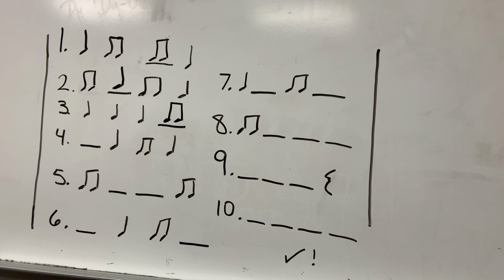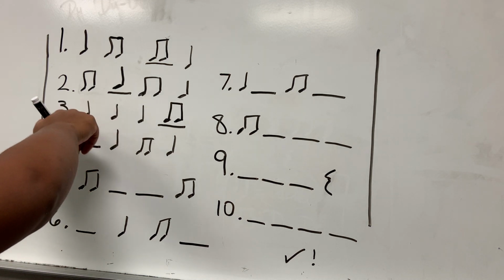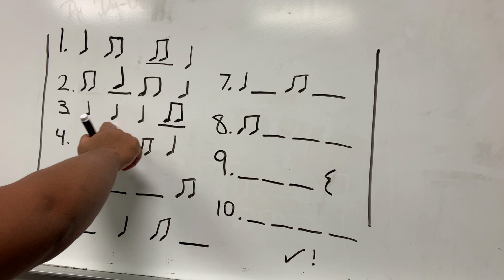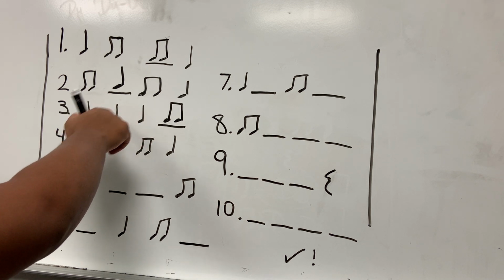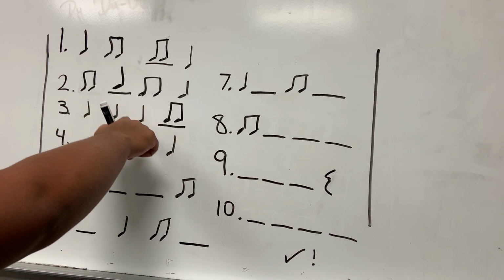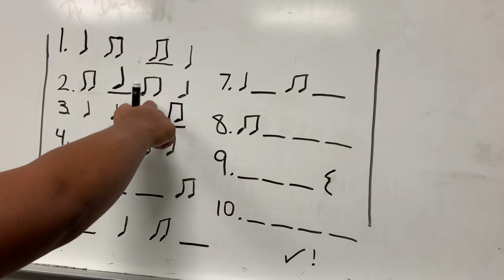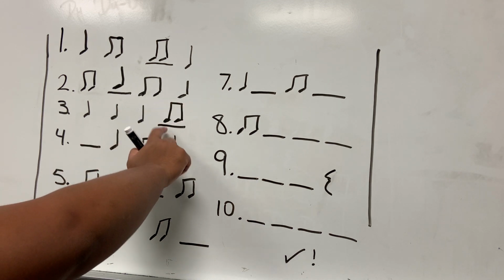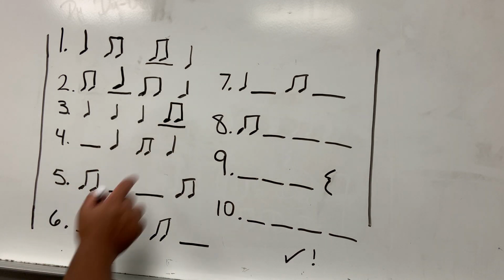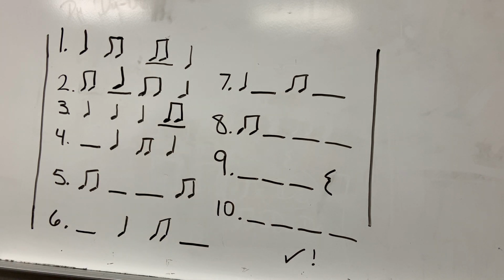All right. And the reason why beat four is a pair of eighth notes is because on beat four, I said do day. Beat one is a do quarter note. Beat two, I said another do quarter note. Beat three, I said another do quarter note. Beat four, I said do day, which means that is a pair of eighth notes. Do day. Okay.